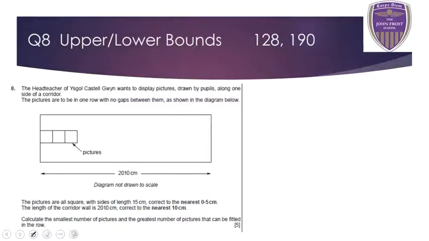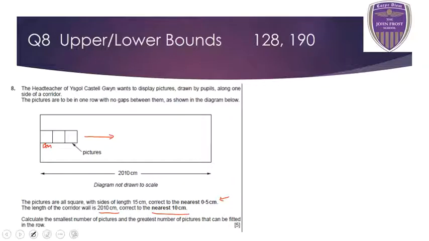Okay, question 8 then is about upper and lower bounds. So on this question then, we could see that the teacher wants to display pictures going along here to fill the wall. The wall then has a length of 2010 centimeters, but that's correct to the nearest 10 centimeters. And the pictures are all squares, but the lengths of each of these are 15 centimeters. Okay, and that's given correct to the nearest 0.5 centimeters.